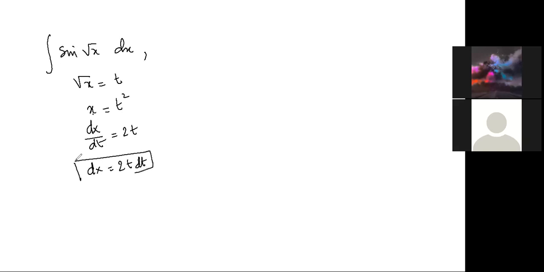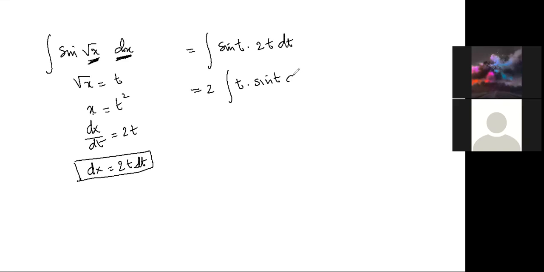Why do you do this? To remove, substitution means change the variable. I must remove the dx, and I must remove this root x. So root x is going to be replaced by t, and dx is going to be replaced by 2t dt. So this function became integral sine t into 2t dt. So 2 can be taken outside: t into sine t dt.